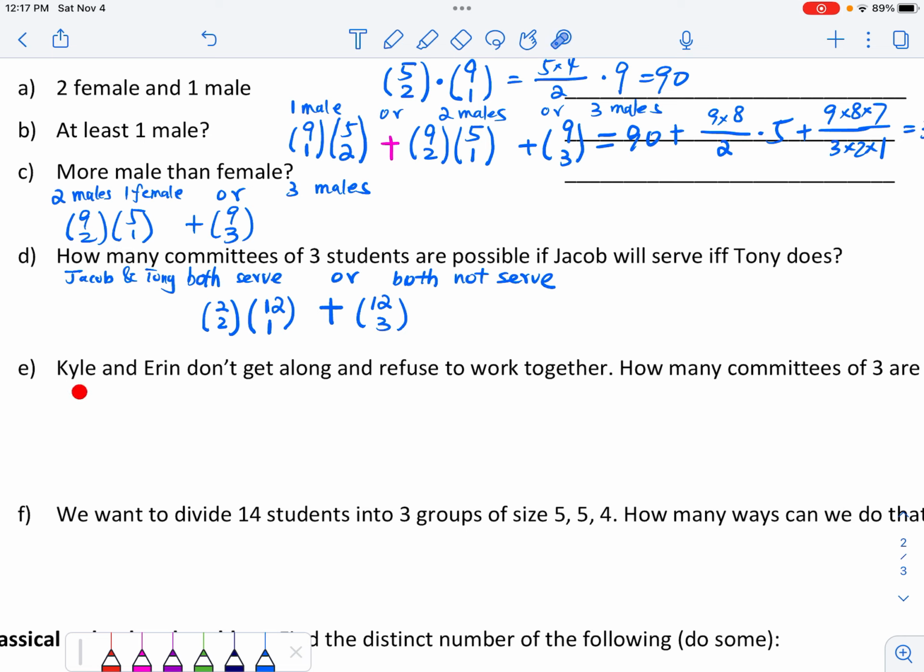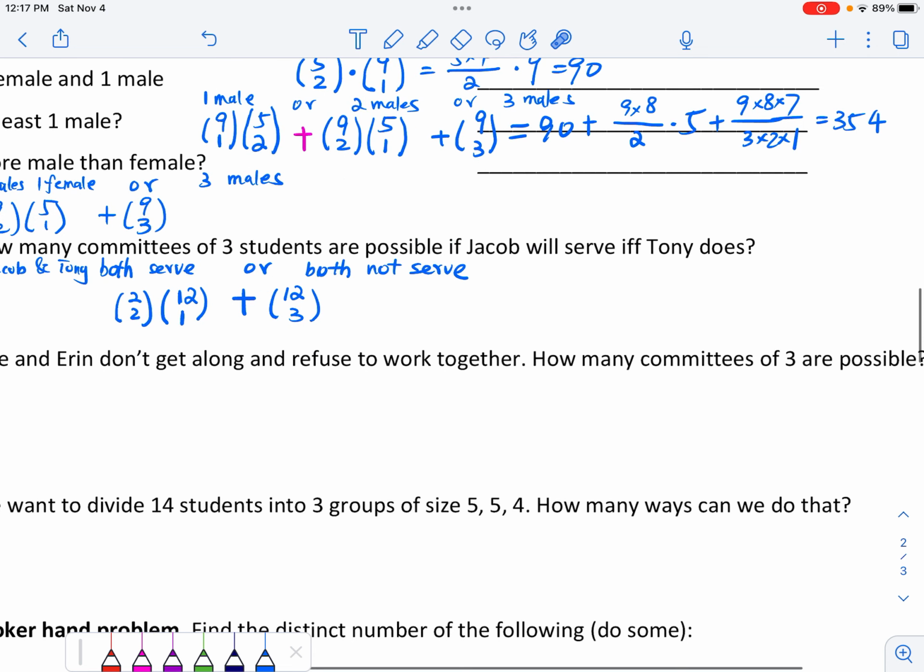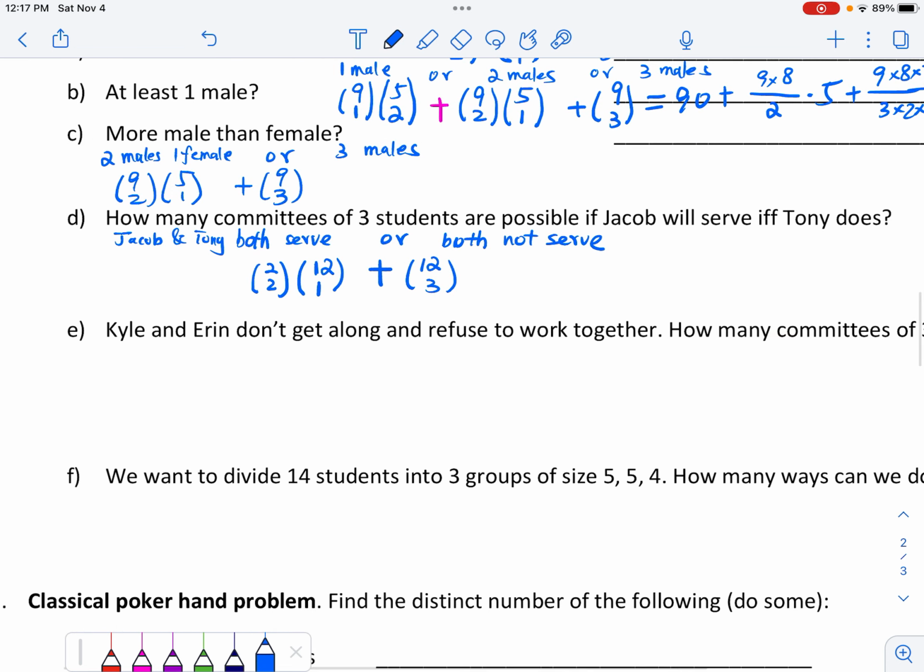Now suppose Kyle and Aaron do not get along and will refuse to work together. How many committees of 3 are possible? Okay, so in this case, again, very similar to one of the problems we did earlier. When Kyle serves, Aaron doesn't. We have Kyle but no Aaron. So this is scenario number 1. Or we have Aaron but no Kyle. And then or we have none of them.